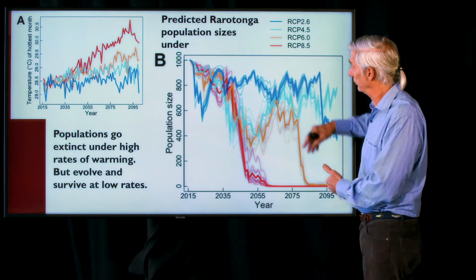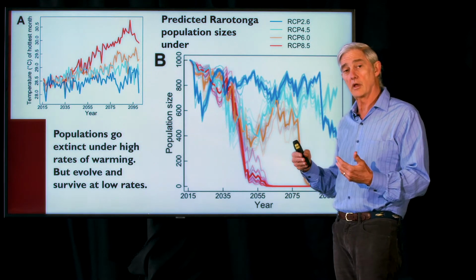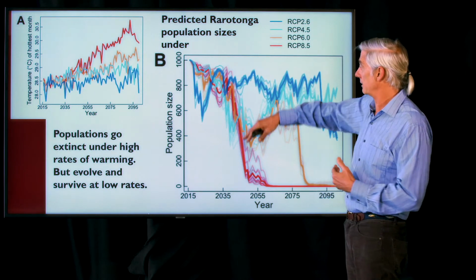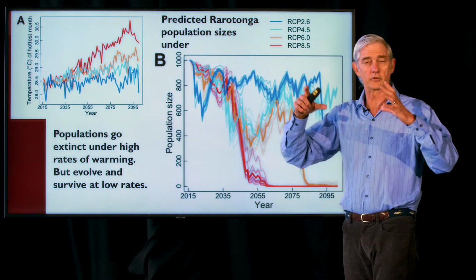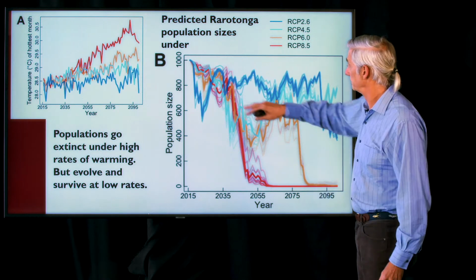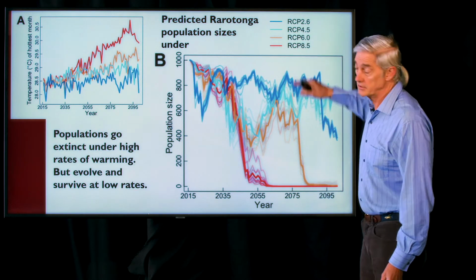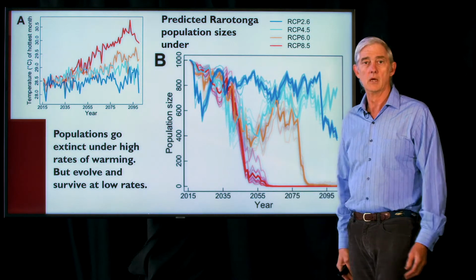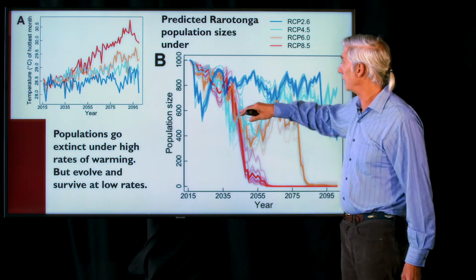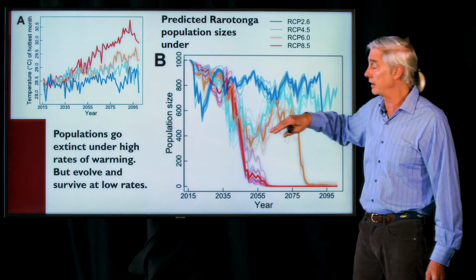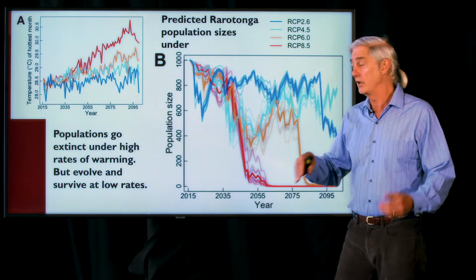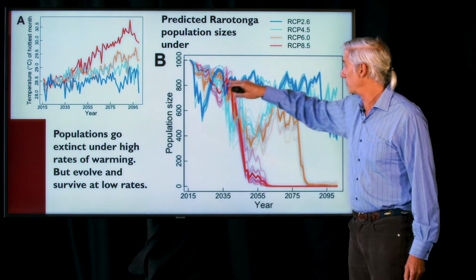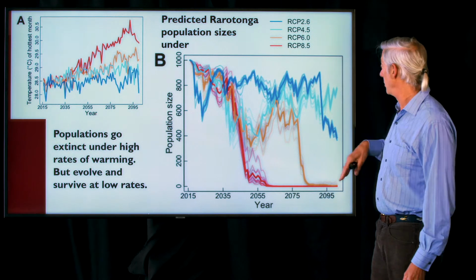And what's shown here is the estimated population size of corals in Rarotonga, basically with a maximum of 1,000. So this is just a small area of a reef. Over time, under the different heating scenarios, allowing this evolutionary mechanism to work. So what you can see for the dark blue line for RCP 2.6 is that water temperatures are not expected to go up very much, and populations are pretty fine all along the way.